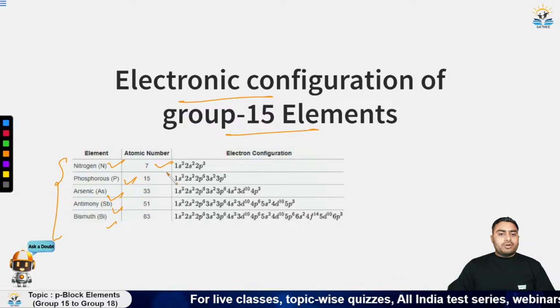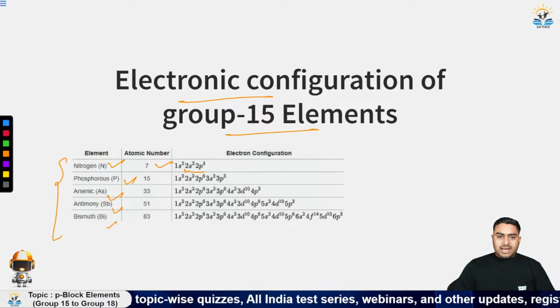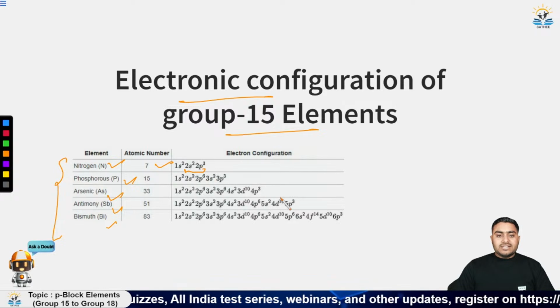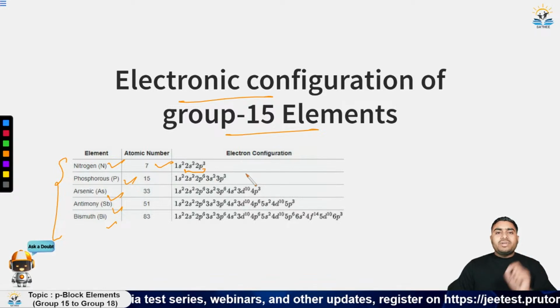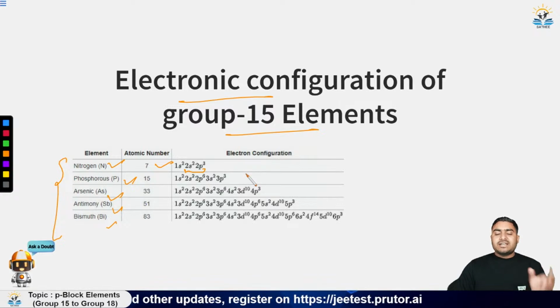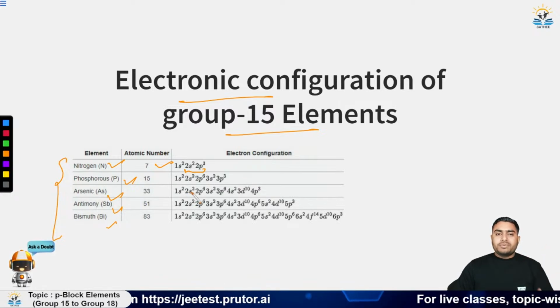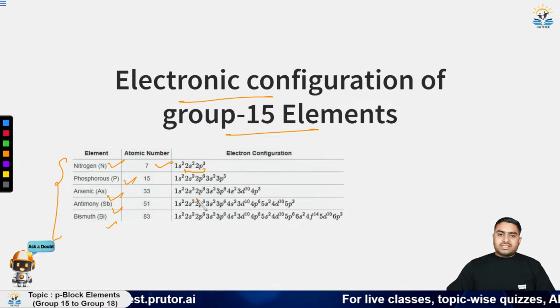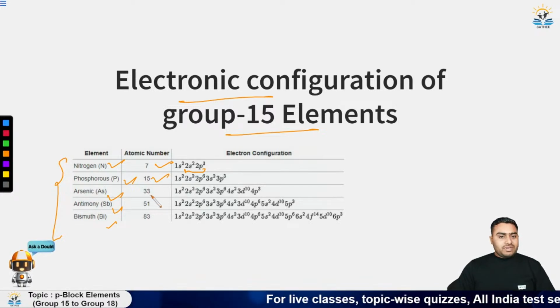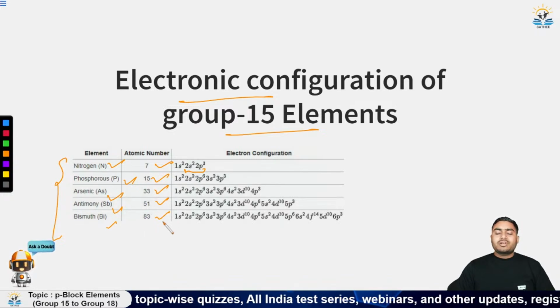So you can see the atomic number of nitrogen is 7, electronic configuration is 1s2, 2s2, 2p3. So you can see ns2 np3, right? In each case you will find s2 p3, s2 p3, s2 p3. Only the period number is changing. That means only the valence shell is changing: second to third, third to fourth, fourth to fifth, fifth to sixth. Phosphorus atomic number is 15. Arsenic atomic number is 33. Antimony, symbol Sb, atomic number is 51, and bismuth atomic number is 83.